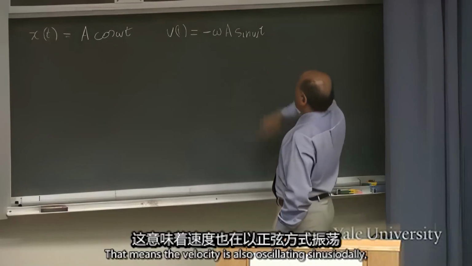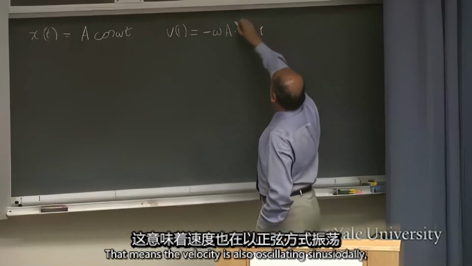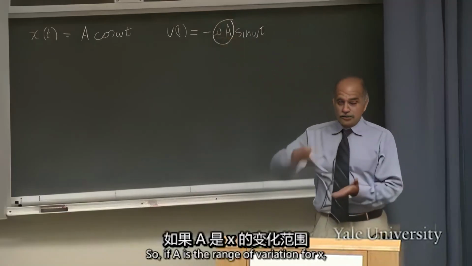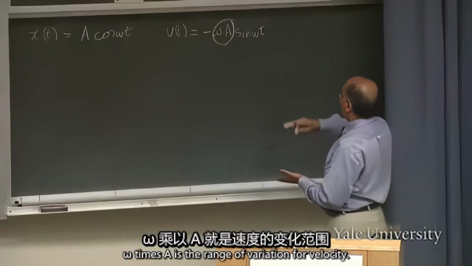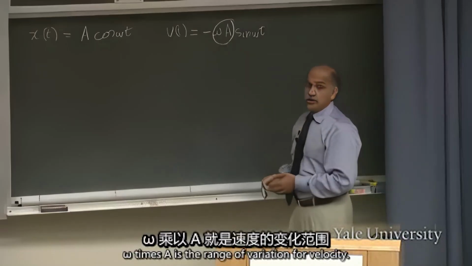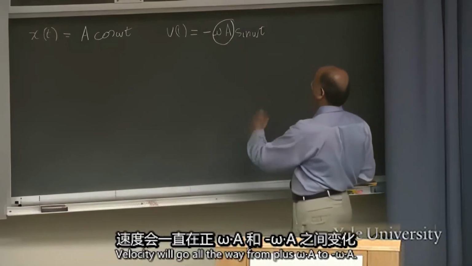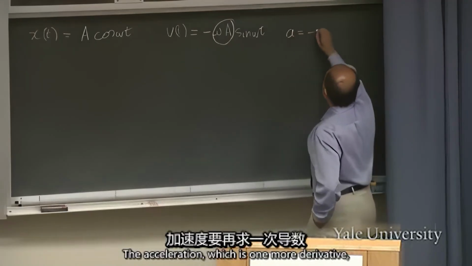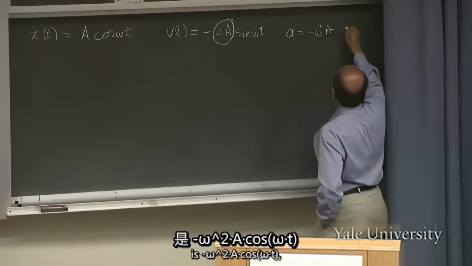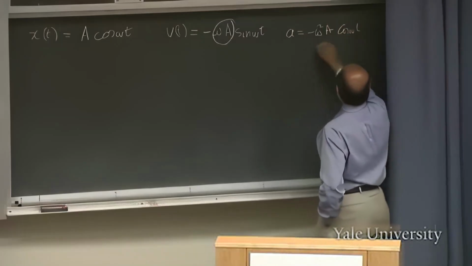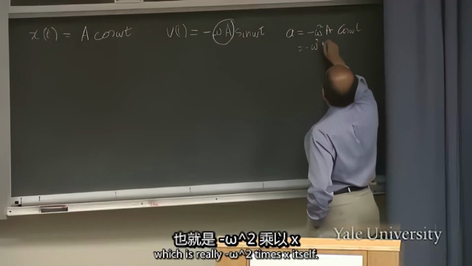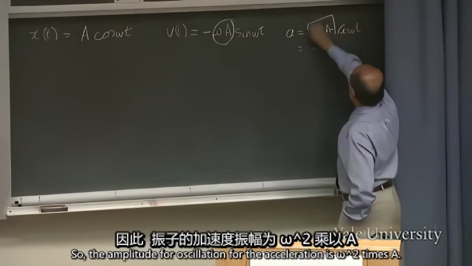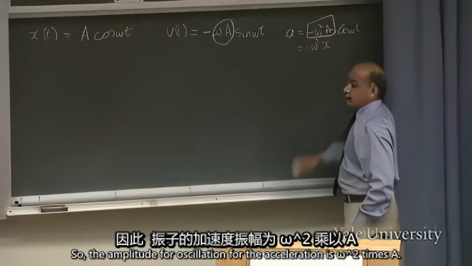That means the velocity is also oscillating sinusoidally, but the amplitude for oscillation is omega times a. So if a is the range of variation for x, omega times a is the range of variation for velocity. Velocity will go all the way from plus omega a to minus omega a. The acceleration, which is one more derivative, is minus omega squared a cos omega t, which is really minus omega squared times x itself. So the amplitude for oscillation for the acceleration is omega squared times a.